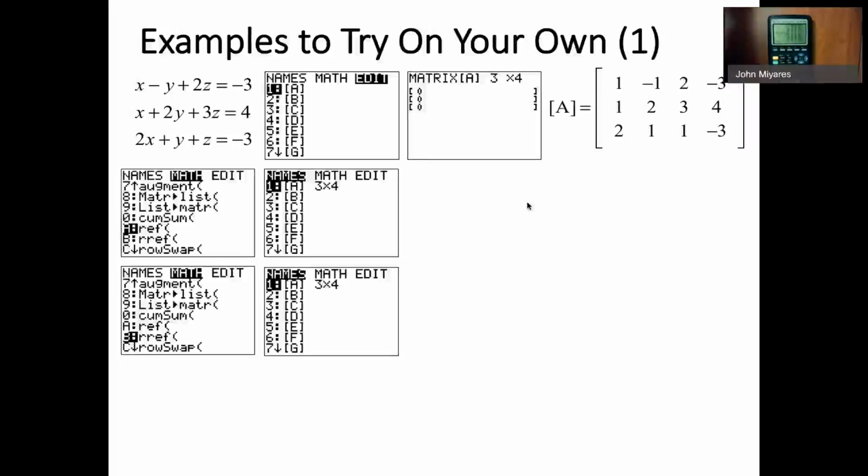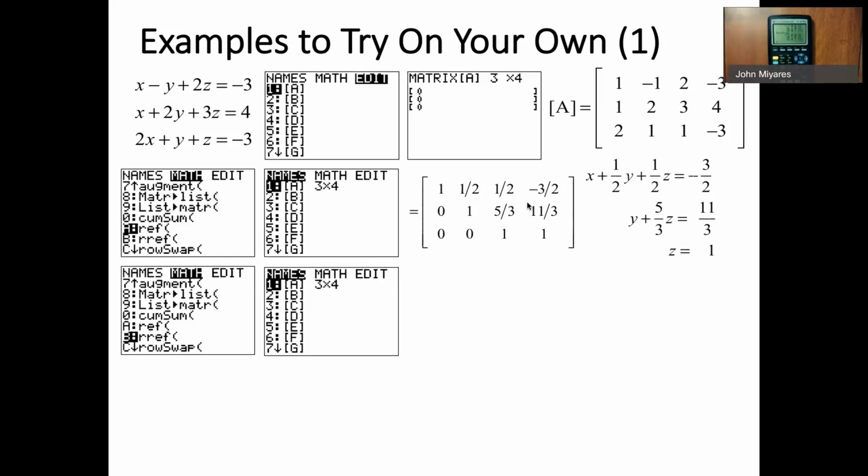Using the REF option on this matrix should give you something that looks like this, although you may have needed to hit the math frac option on your calculator to see all the terms in this matrix reduced to simplified fractional form. This matrix now translates into the updated system x plus 1/2 y plus 1/2 z equals -3/2. The second equation, y plus 5/3 z equals 11/3, and the third equation, z equals 1.